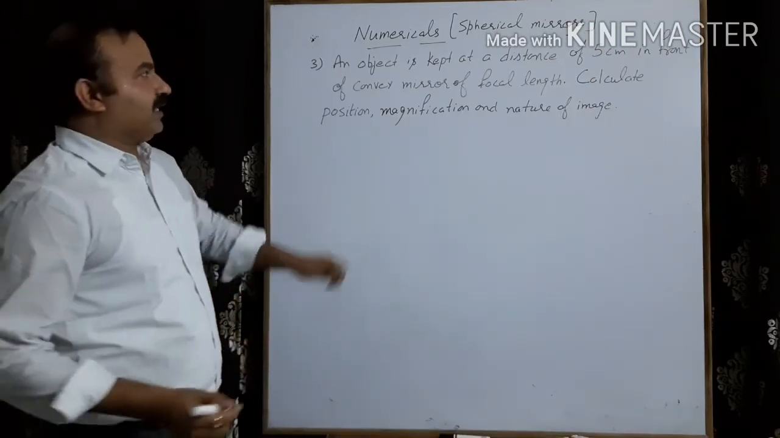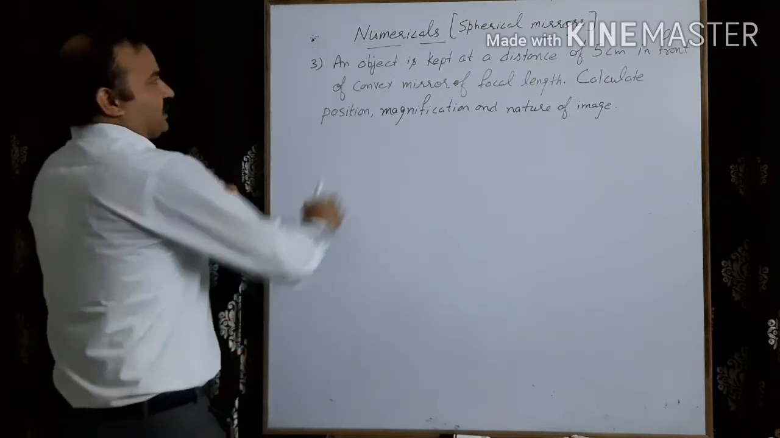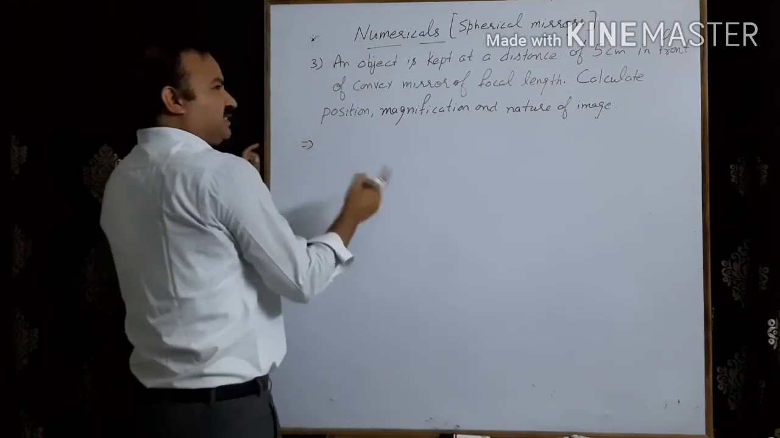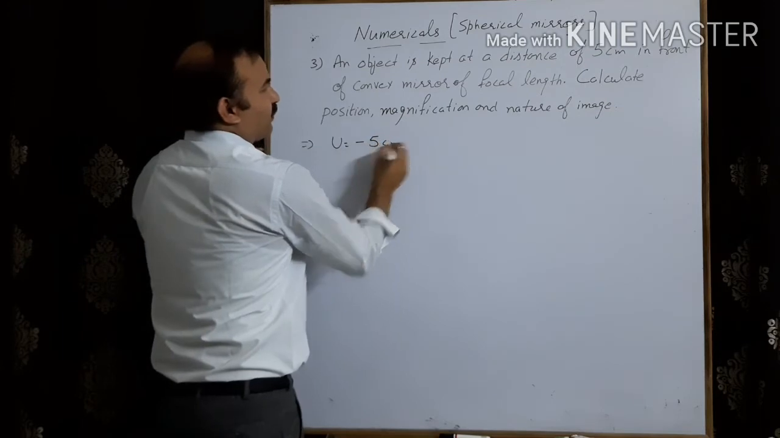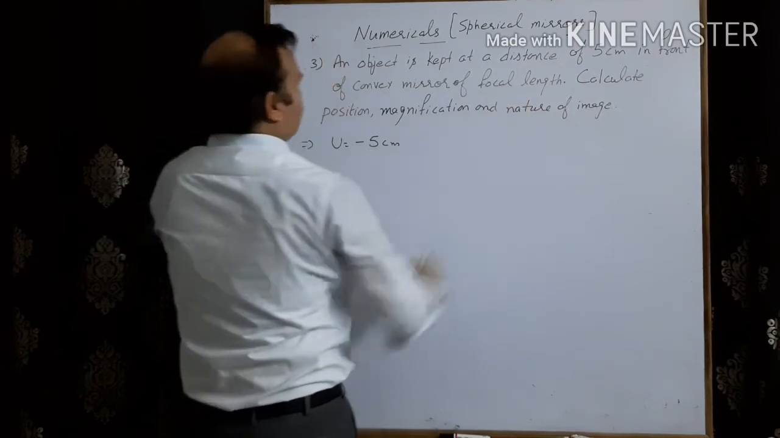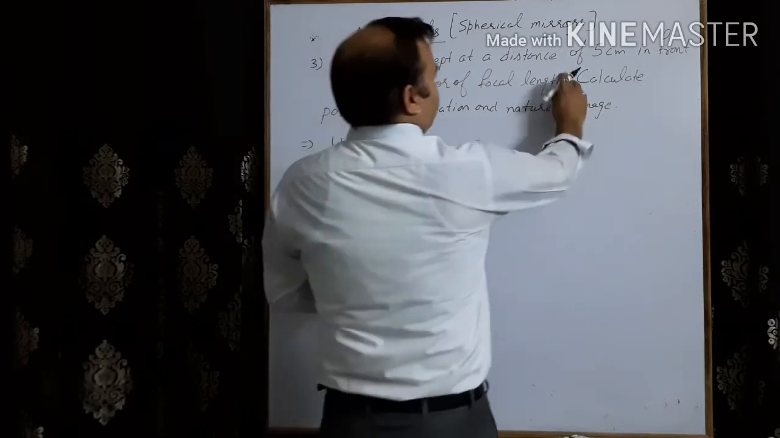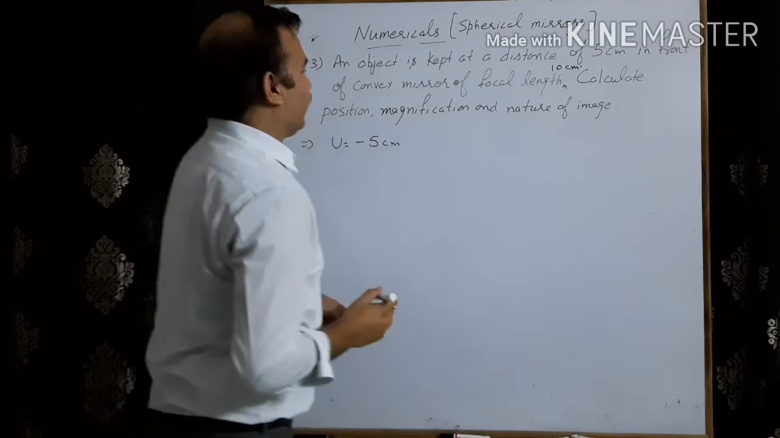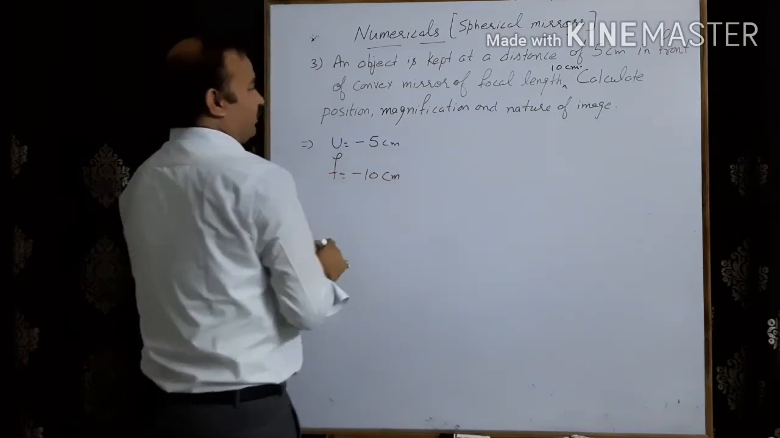Now next numerical is based on convex mirror, that is diverging mirror. Question says an object is kept at a distance of 5 centimeter. So distance in both the cases negative, so u is equal to minus 5 centimeter in front of convex mirror of focal length. Sorry, I forgot to write the focal length. The focal length is given as 10 centimeter.